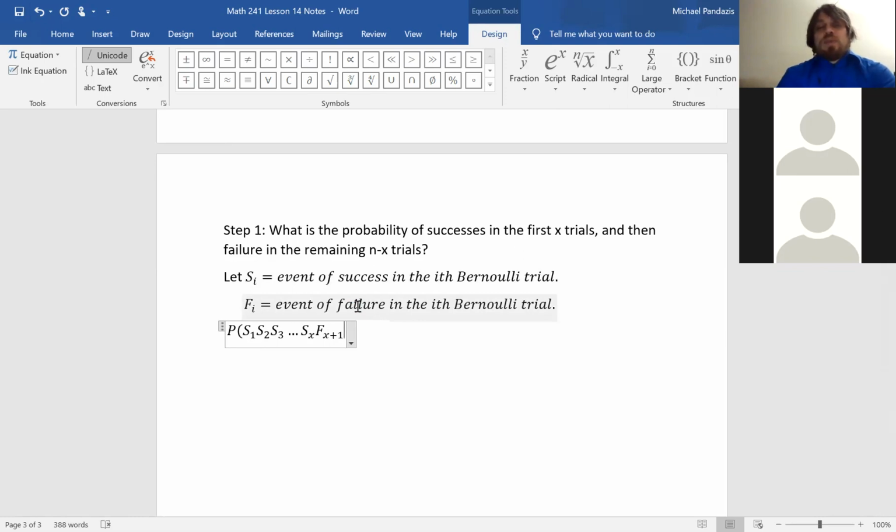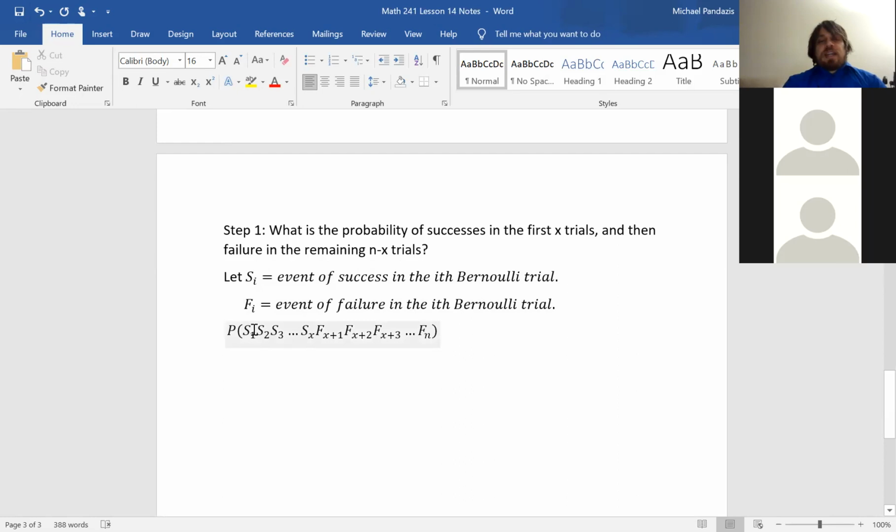Capital F sub x plus 1 means that first you succeed in the first x trials, then the very next one you fail. So it's capital F sub x plus 1. Then you fail again, capital F sub x plus 2. And you fail again, capital F sub x plus 3. And so you keep failing, up until and including the n. So the remaining n minus x trials. If in the first x you succeed, and the remaining n minus x you fail, that means there were a total of n trials.